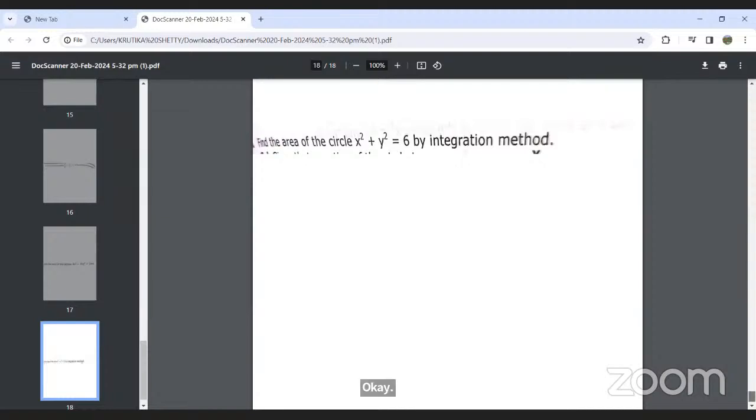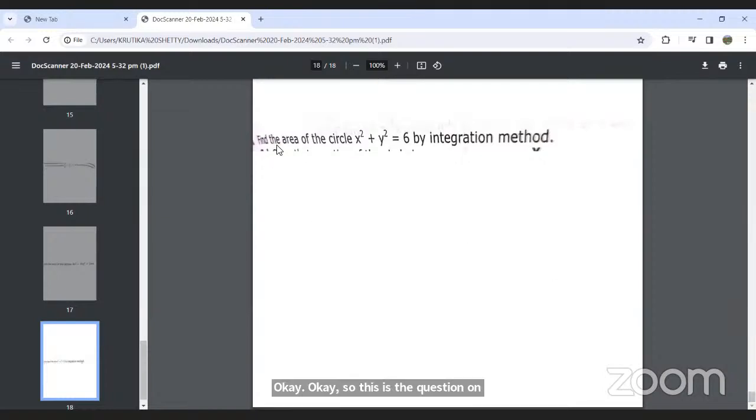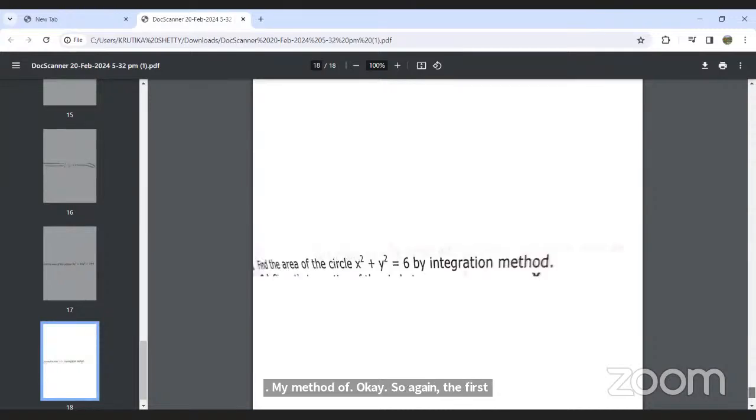Okay, so this is the question on circle. Find the area of circle x square plus y square is equal to 6 by the method of integration. Okay, so again the steps are the same. First step is we need to write the given equation in terms of y. Then second, we need to draw the figure and mark the shaded area. And then make use of the formula and simplify it. So it is involving 4 steps.